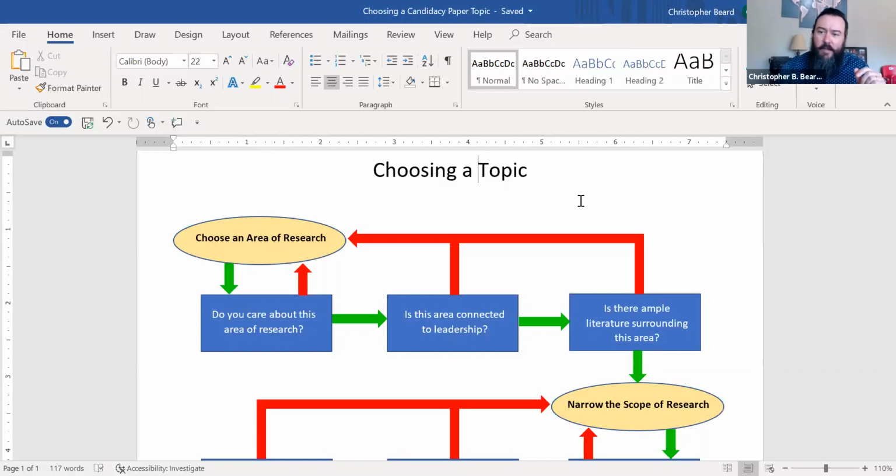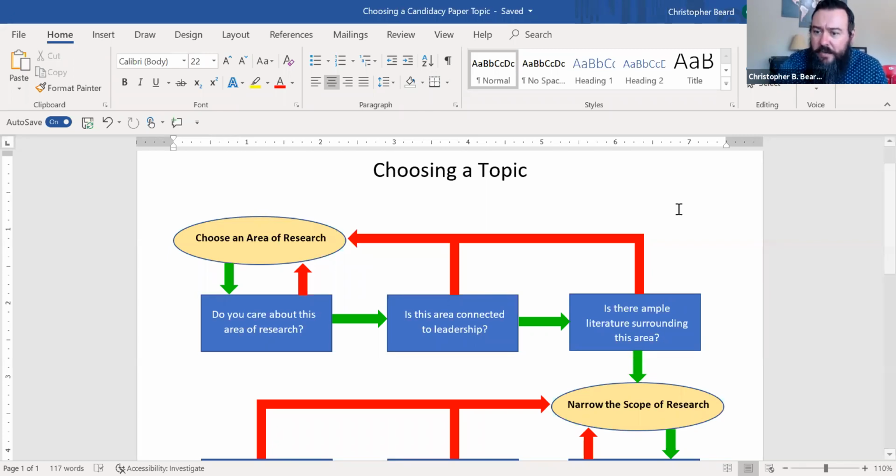And then, as you can see, as the flow chart works, if the answer is no, go back and start over to that other area. And then the question is, is there ample literature surrounding this area? Now, this specifically goes into the candidacy paper, for example. For the candidacy paper, you want to choose a topic that has enough research surrounding it that you're able to draw from that literature to compose your paper. Now, when it comes to the research proposal and your dissertation topic, gaps in the literature are good because that means there are areas for you to add to the literature. But make sure that you have something that has ample literature surrounding this area.